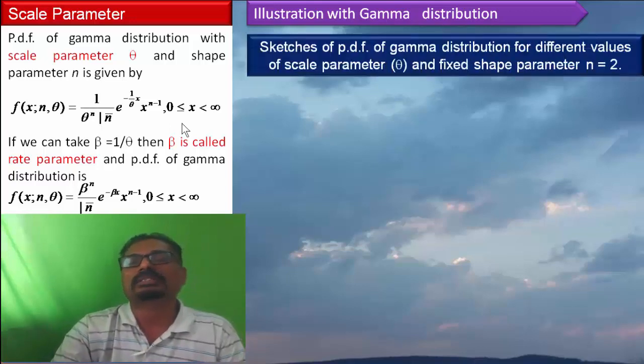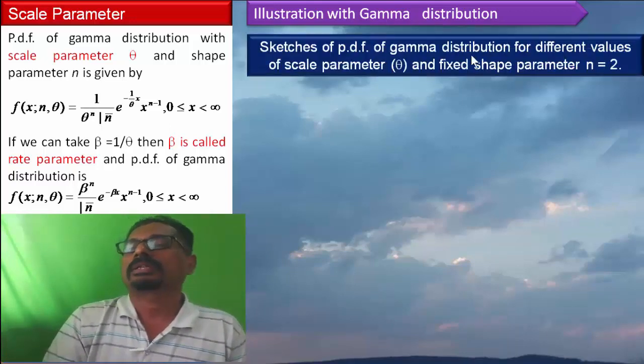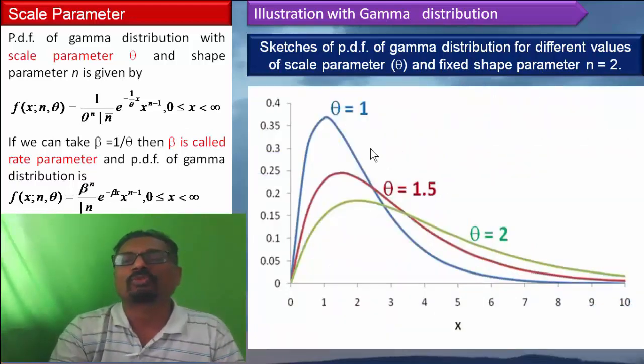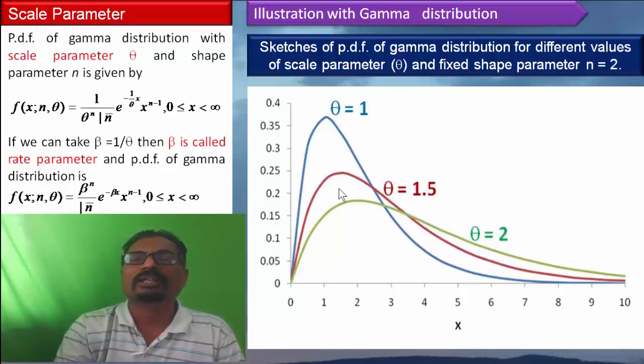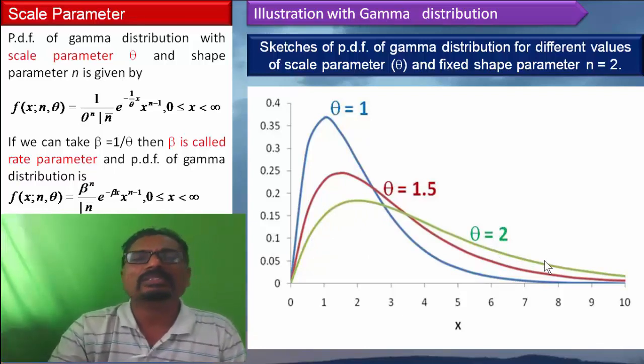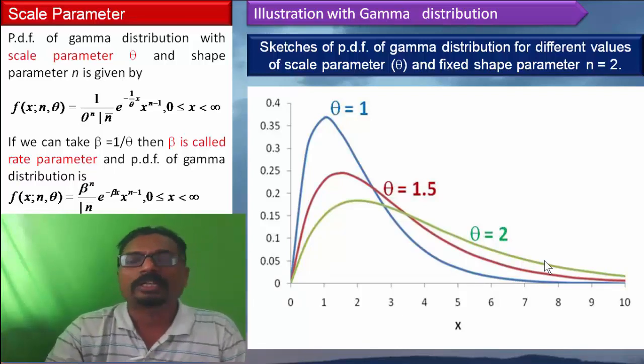Now we can see the sketches with the fixed value of the shape parameter equal to 2. What we can see here is theta equal to 1, theta equal to 1.5, and theta equal to 2, which means we change the scale parameter from 1 to 2. We can observe that when the scale is small, the curve is concentrated, and when theta is large, the curve is spread out, which means it is stretched. Okay, this is the role of the scale parameter in distribution theory.